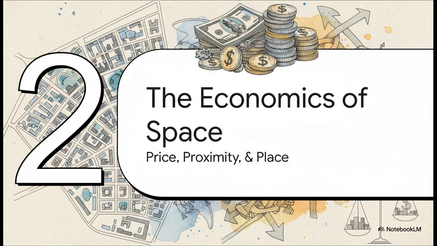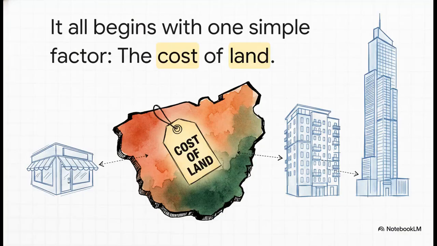So now that we've got the basics down, let's talk about the single most powerful force that shapes our cities: economics. I mean, at its heart, the layout of a city is just this fierce competition for space. And you know what? Money is the ultimate referee. And it all boils down to one surprisingly simple factor: the cost of the land itself. I mean, think about it. The decision to build a tiny little corner store versus a massive skyscraper on the exact same plot of land is almost entirely driven by the price tag on that piece of ground. It is the fundamental economic starting point for everything.